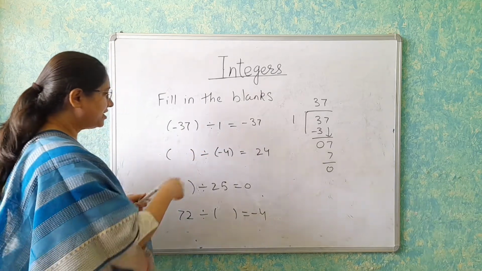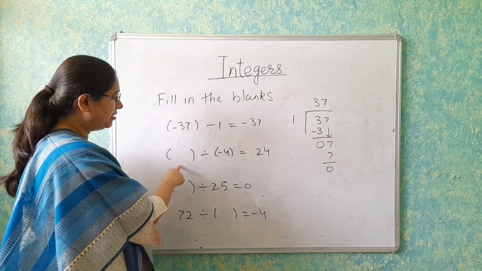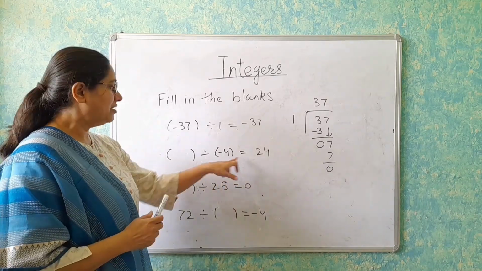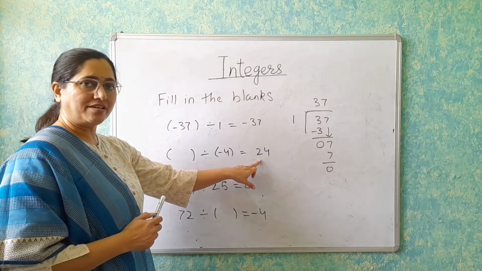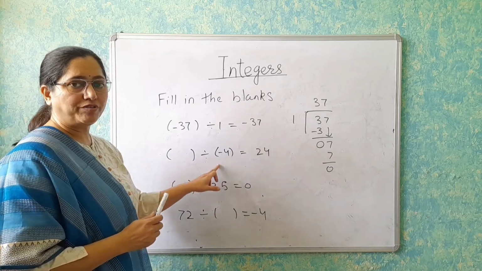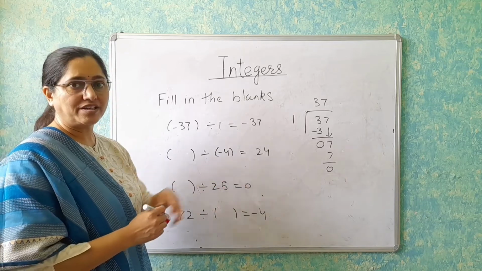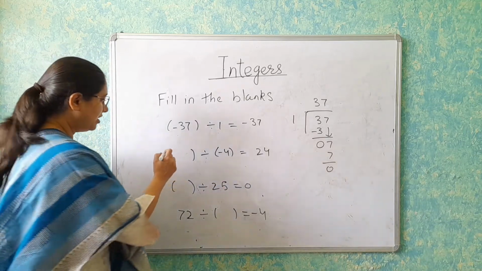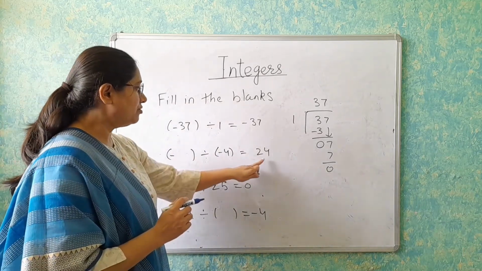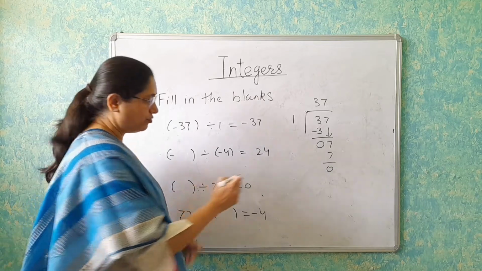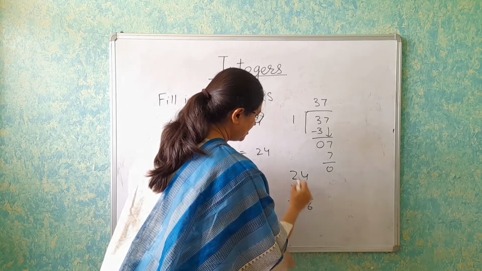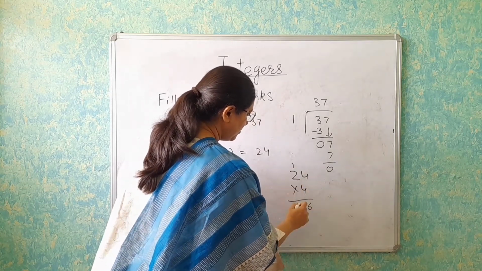The next one, we have to find again the dividend which is divided by minus 4 and answer is 24. As we can observe that our answer is a positive integer. It shows that the dividend and divisor, both of them must be negative. That's why answer is positive. So we can put a negative sign. Now we don't know what is the dividend. So we have to simply multiply 24 with 4. 24 multiplied by 4. 4 4s are 16, 6, 1, 4 2s are 8 plus 1, 9.